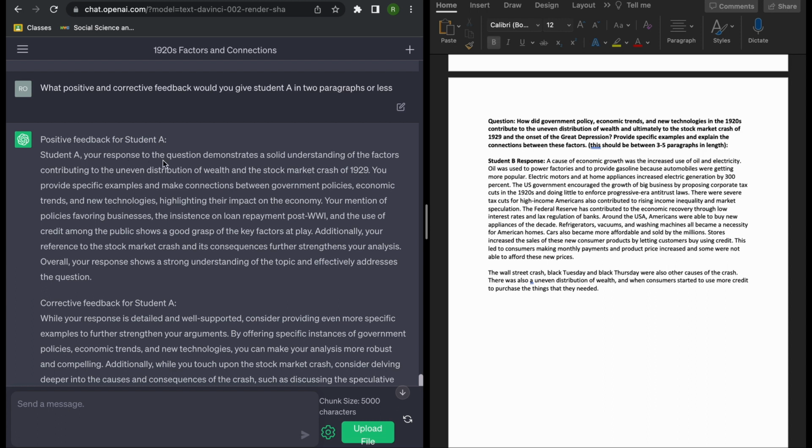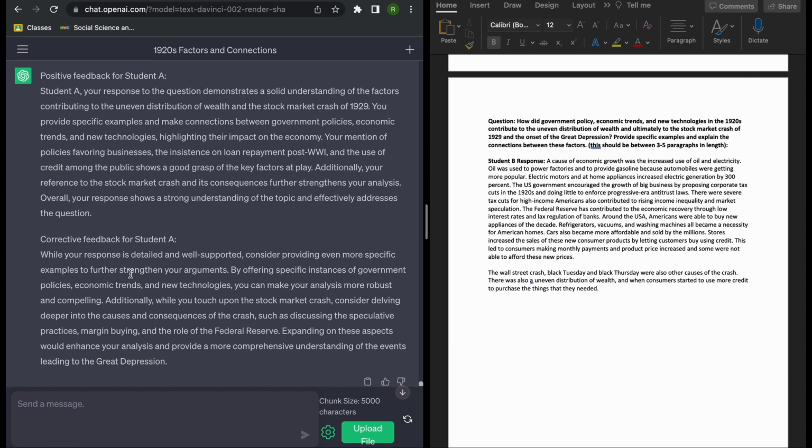So, student A, your response to the question demonstrates a solid understanding of the factors that contributed to the uneven distribution of wealth, the stock market crash of 1929, provide specific examples, make connections between government policies, all of these things that we've talked about. And then additionally, your reference to the stock market crash consequences further strengthens your analysis. Overall, your response shows a strong understanding of the topic and effectively addresses the question. I would put my name on that. I might tweak it a little bit, but overall, the bulk of what was just written is an accurate response to feedback I would give that student, and that saves time.